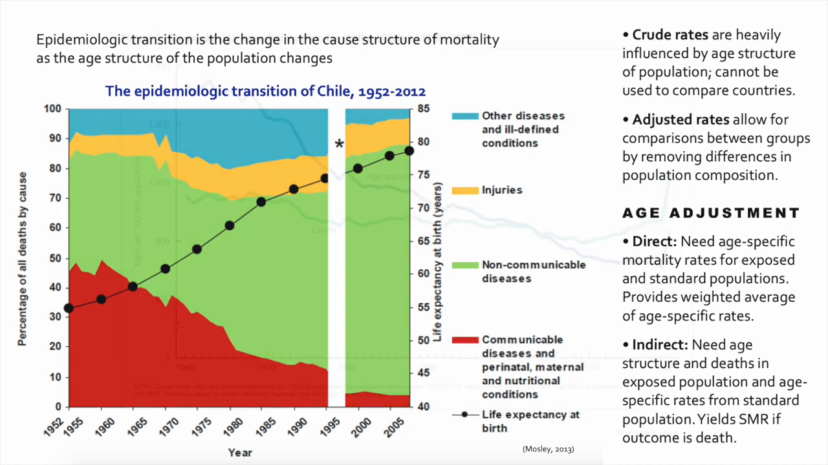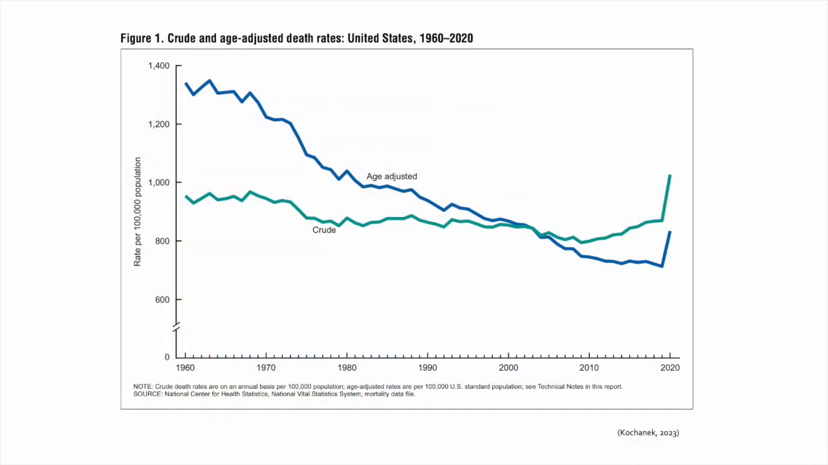This is an example of the difference between the crude and age-adjusted death rates for the United States from 1960 to 2020. You can see before the pandemic, the age-adjusted mortality in the US was steadily declining, but the crude death rate was declining less overall before the pandemic. That reflects our aging population because if our mortality is high, but our age-adjusted death rate is going down, it's likely because more older people are dying.